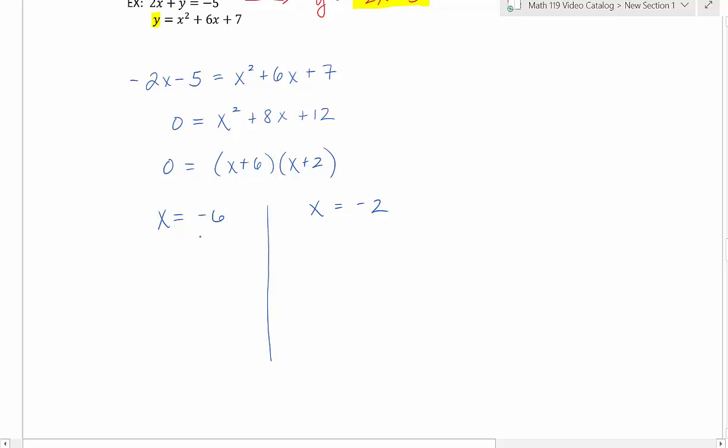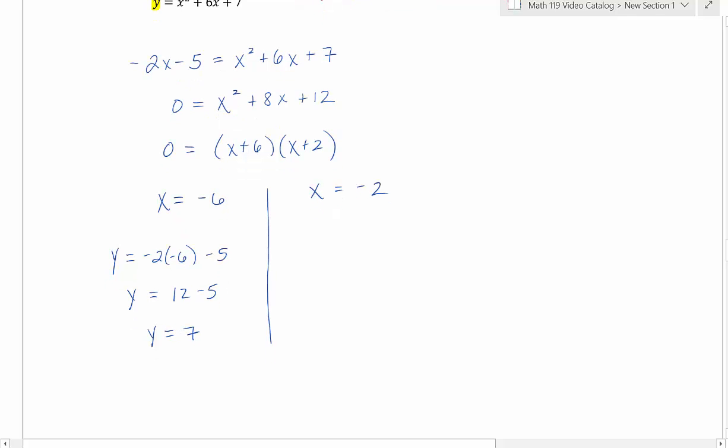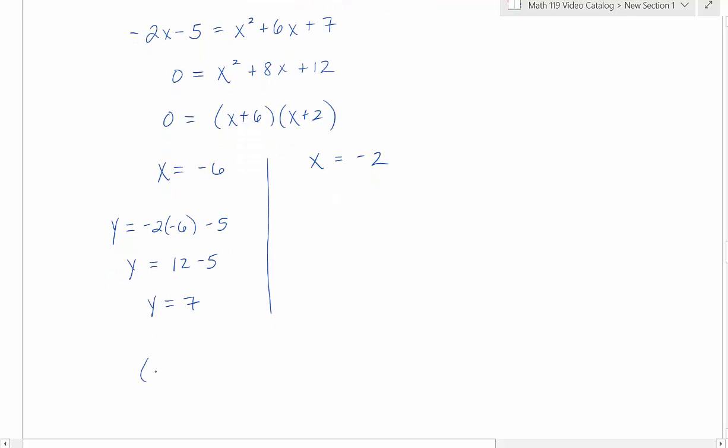So first I'll plug in the -6 for x. Y equals -2 times -6 minus 5. We get y to be 7. Our first solution is the ordered pair -6, 7. And then we do the exact same thing with our second solution. Y will be -2 times -2 minus 5. We get y to be -1. So our second ordered pair is -2, -1.